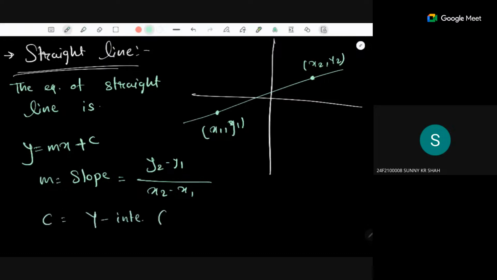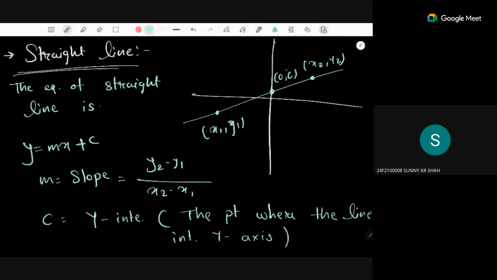The y-intercept means the point where the line intersects the y-axis. In this figure, this is your y-intercept, 0 comma c. Whatever the value of c is, that is known as the y-intercept. So this is one type of equation of a straight line. The equation of a straight line is y is equal to mx plus c, where m is the slope of the line, and c is the y-intercept of the line.